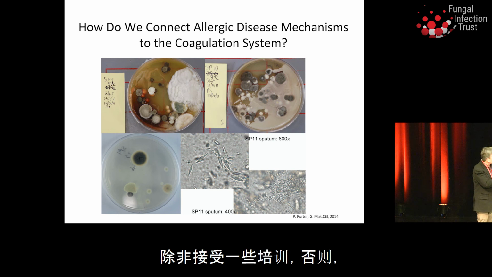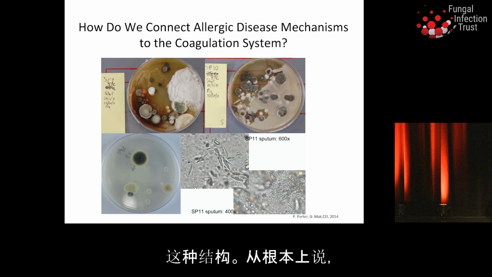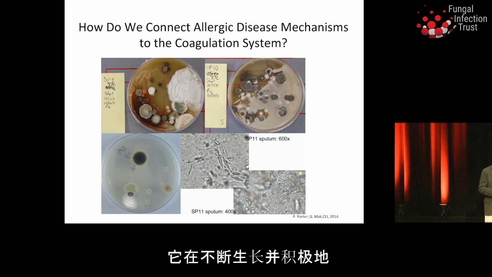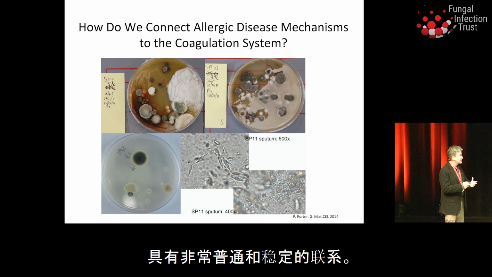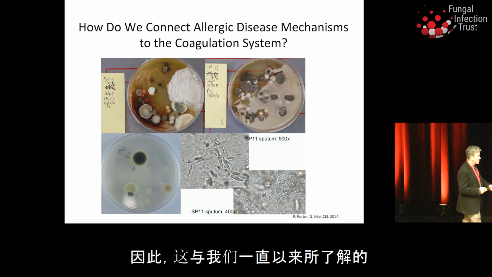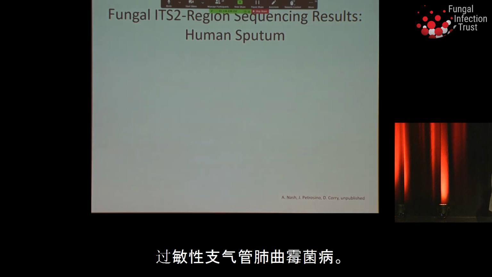And which you might miss unless you have some training, which you can find in virtually all of these patients, is this kind of structure. This is basically a hyphal mat. It's growing. It's actively shedding spores under the microscope. So no question then that fungi are very, very commonly and robustly linked to garden variety asthma, either severe asthma or even mild to moderate disease. So not a whole lot different from the standard disorders we've known all along are related to fungi, including allergic bronchopulmonary aspergillosis.